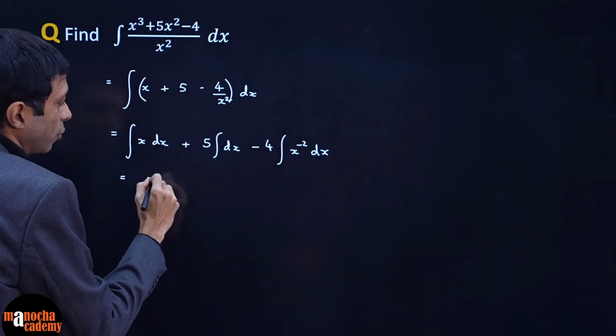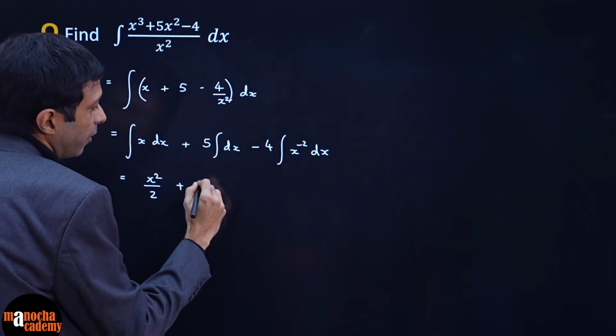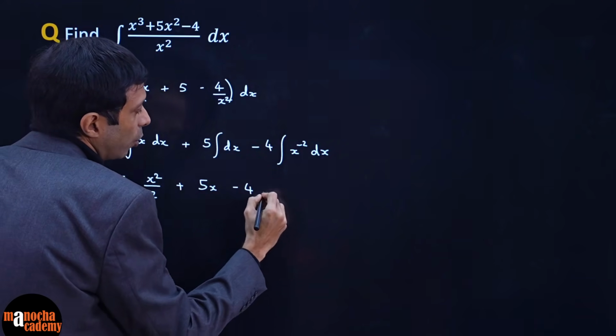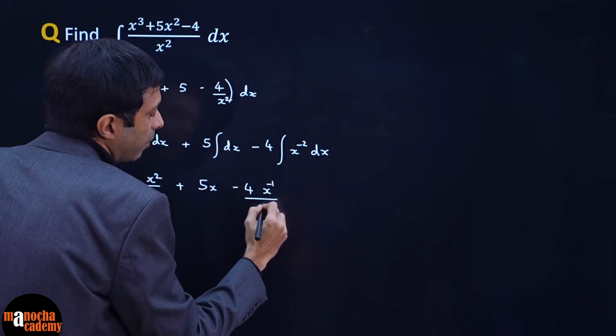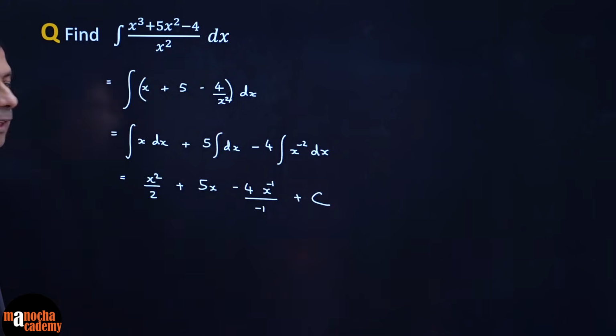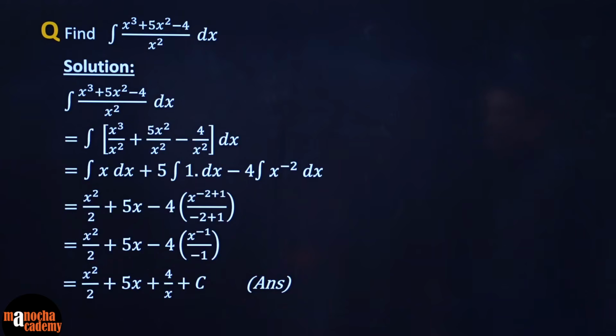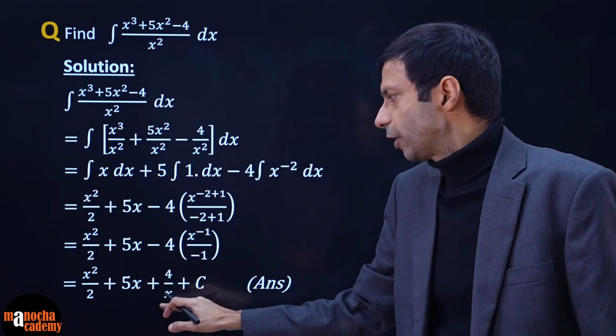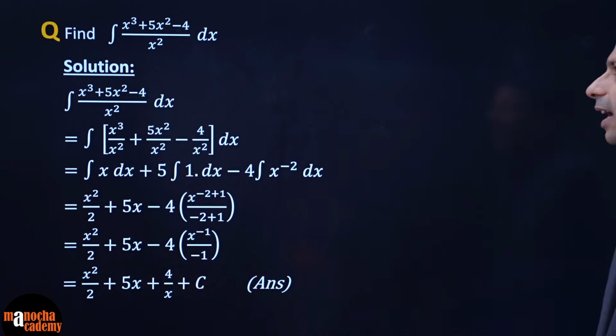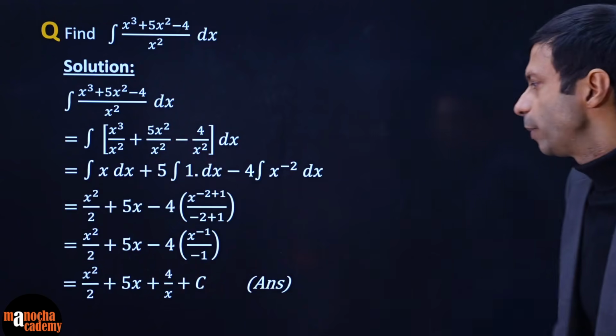This will be x square by 2. This will be 5x. This will be minus 4, x to the power minus 1 by minus 1, plus constant. Done? Easy? These are all simple. Then finally simplify, you can write that as 4 by x and done. So that's the idea. Break it down. If you can break down the terms, break it down and complete it.